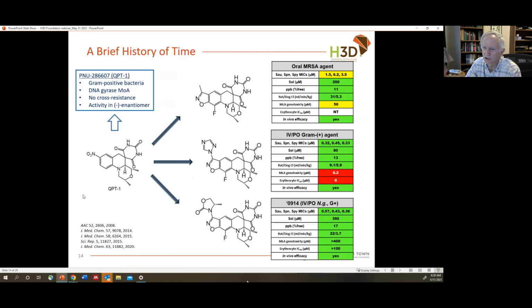So I'll go back a little bit of the history of this compound. The original hit was discovered by phenotypic screening at Pharmacia Upjohn. It's a compound called QPT1. It showed good activity against gram-positive bacteria. It was shown to have a DNA gyrase mode of action without any cross-resistance. Activity is in the minus isomer. Here's the absolute configuration of the minus isomer. It has 3 chiral centers in it.